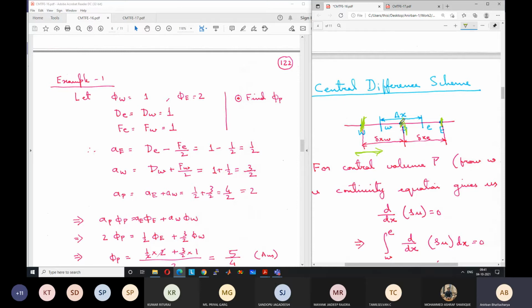If there was no convection, what would have been the value here for only diffusion case? What would be phi P? Without calculation, just quickly tell me. No convection, what will be the value of phi P? You don't have to calculate.